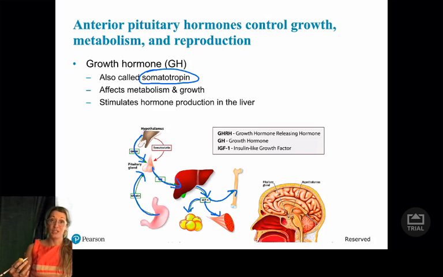Growth needs a lot of energy, so going back to that concept of metabolism.